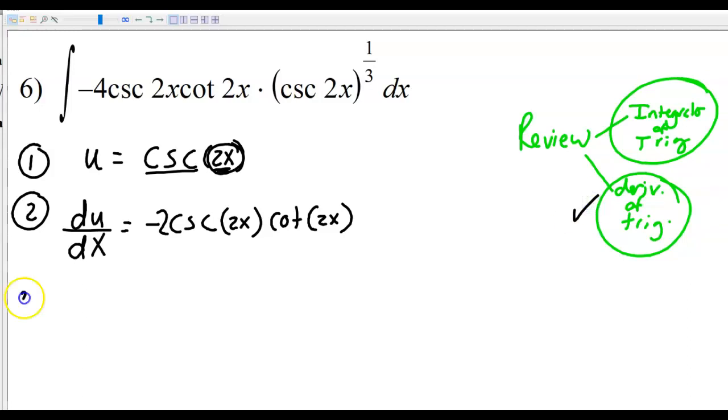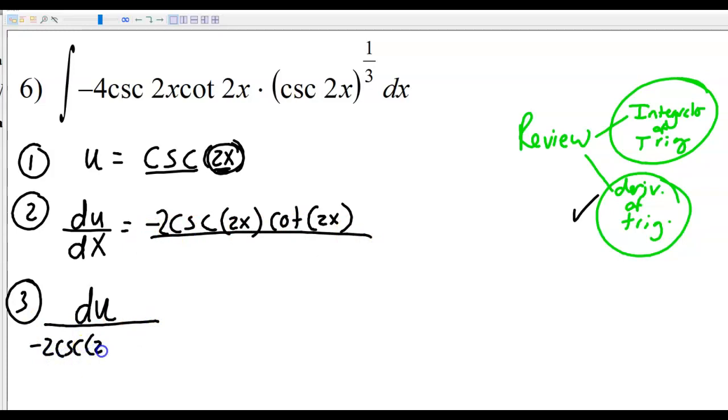Now we want to move on to step 3, getting that dx by itself. So once again, you're just going to multiply both sides by dx and divide both sides by this whole thing. And when you do that, you end up with this expression. And now we're ready for our u substitution step.